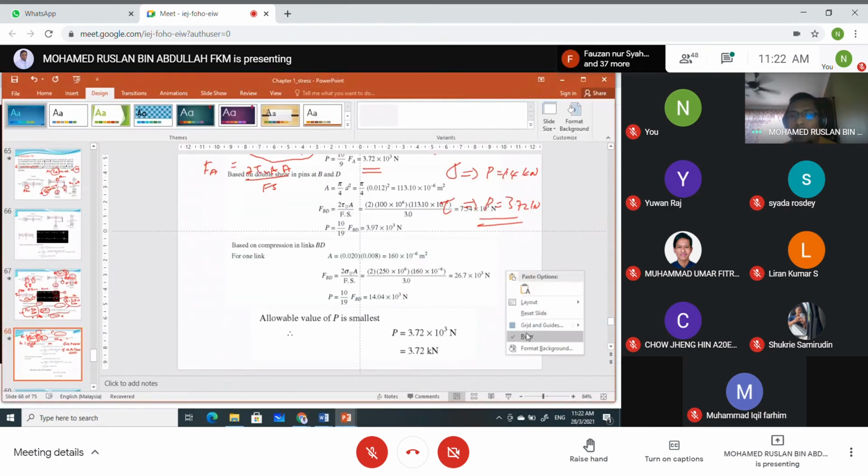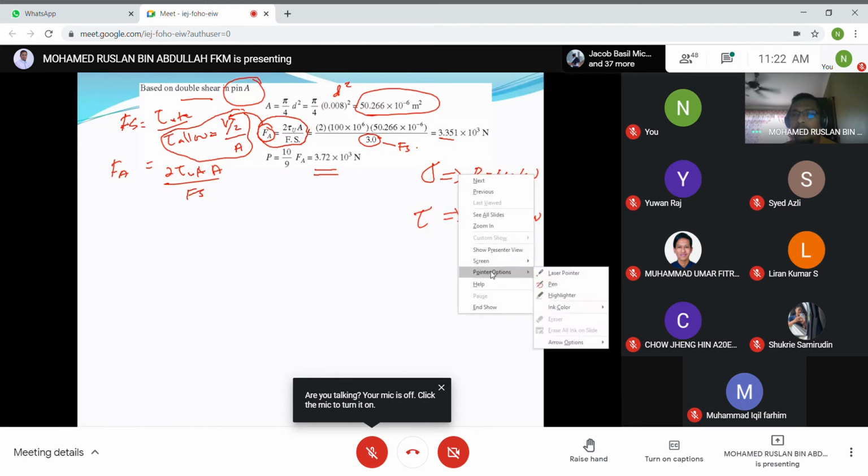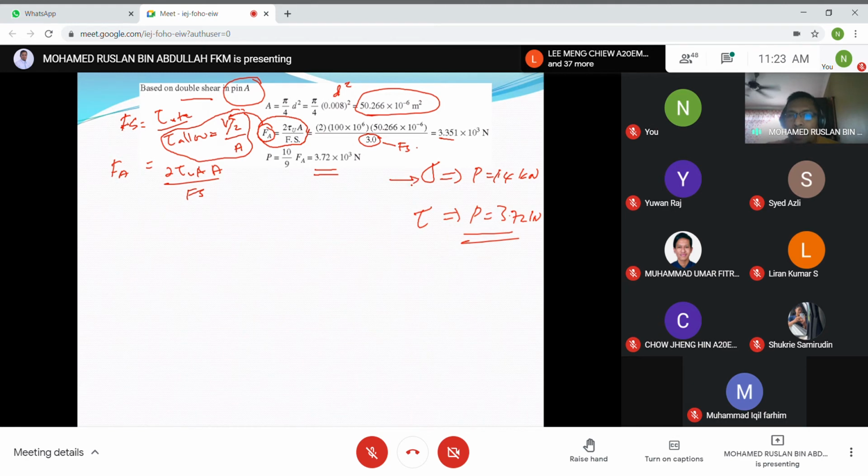So what is the maximum P? Well, 14, sir. Can I repeat? Based on our calculation, if we consider the sigma for the link, the maximum P that can be applied at point C equals 14 kilonewton. And then if we consider the pin, here it refers to the ultimate shear stress for pin A, P equals 3.72. But we have another one.